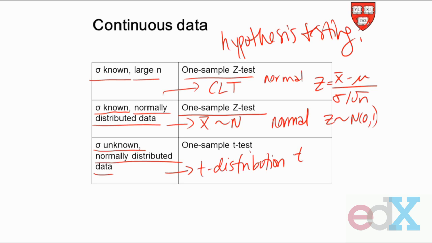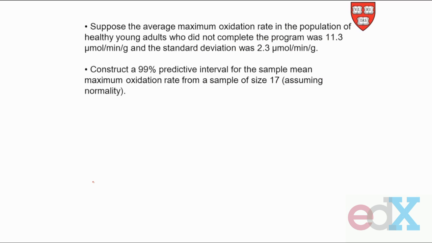And again, we saw that t, which is equal to x bar minus mu divided by s over the square root of n, is then going to follow a t-distribution with n minus 1 degrees of freedom. So hopefully this clarifies the different scenarios that you can end up in, and you can figure out then what tests you should do. Now let's go ahead and do an example.